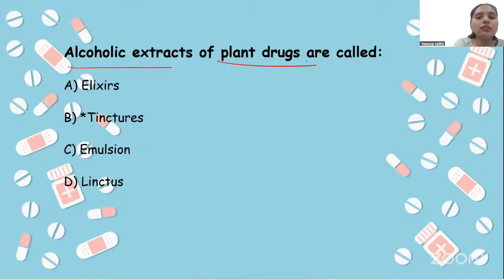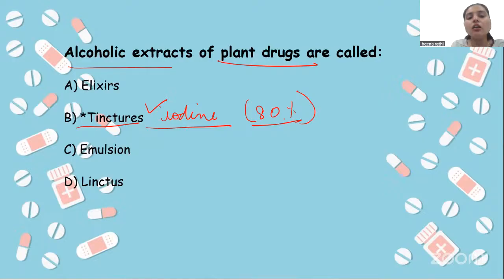Alcoholic extracts are seen in the case of tinctures, like tincture iodine. About 80% alcoholic content is seen with tinctures. Elixirs are also viscous liquids which are used to treat conditions, but they do not contain alcohol in a higher amount, and they are not obtained from the plant.